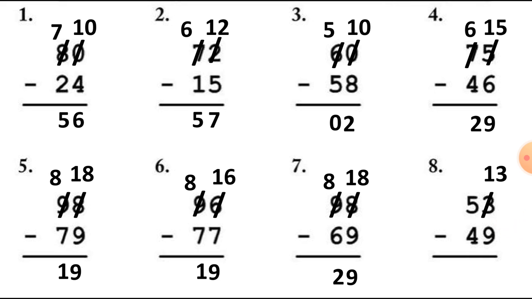So the answer 13 will come. Now we can easily cut a 9 number from this 13. So 13 minus 9 is equal to 4, the answer 4 will come. Now let's move to the tens column.